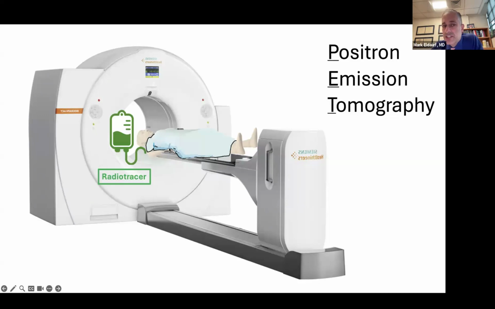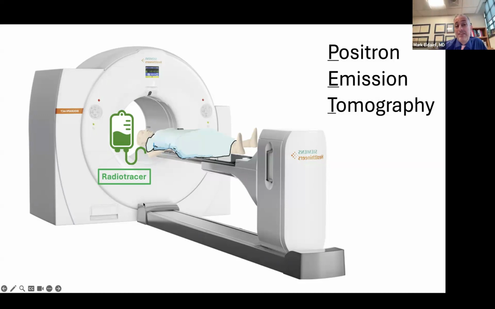There's a couple of differences. One is that it's not as loud. It doesn't make as many loud noises. Another one is that it's more of an open space. So it's not quite as tight as the MRI machine is. So it's not quite as claustrophobic.